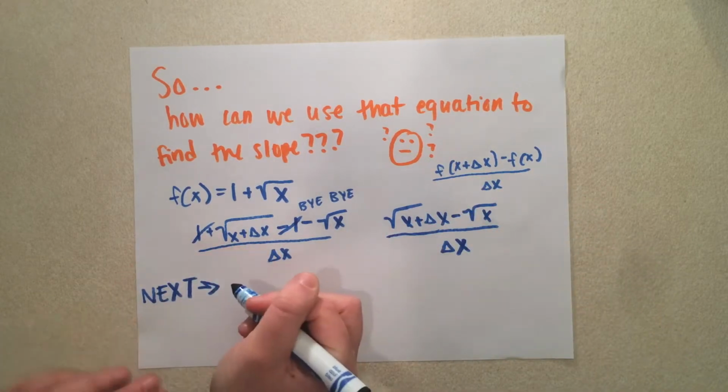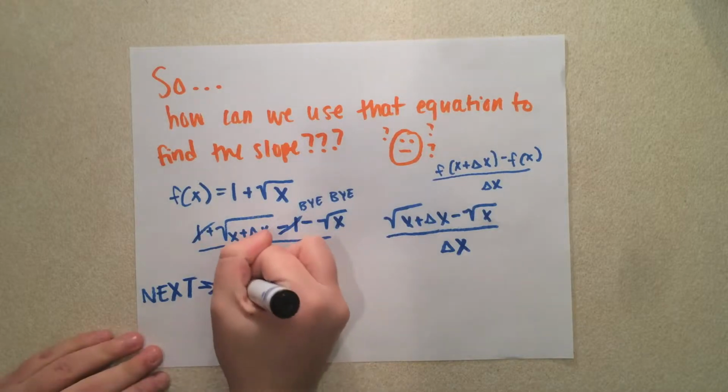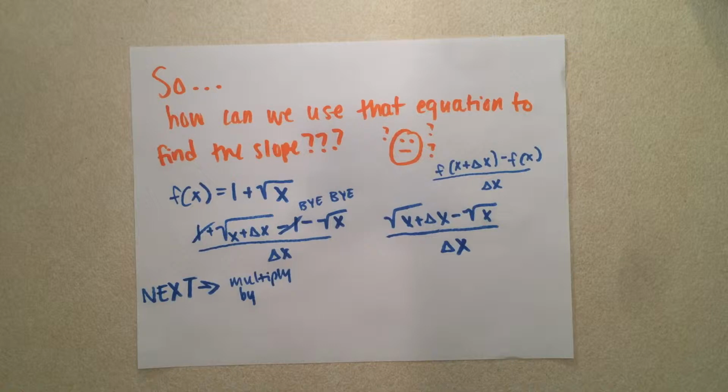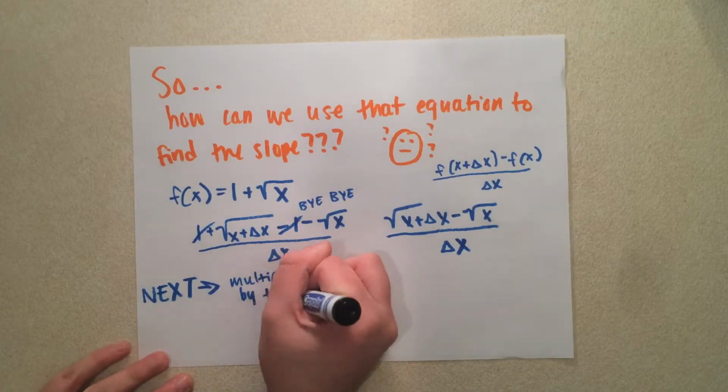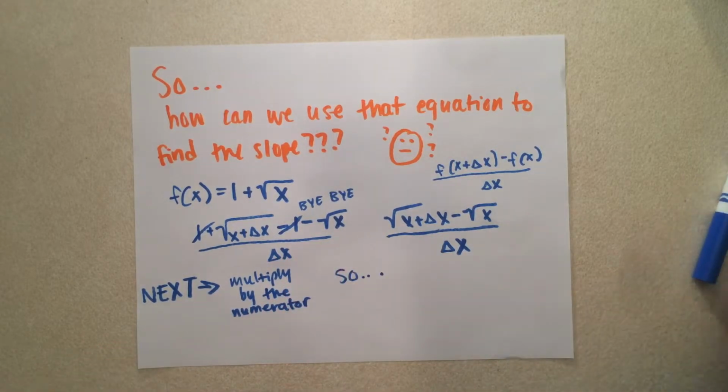As you can see here, the positive 1 and the negative 1 cancel out, so you can just get rid of those. Once you simplify, you're going to get square root of x plus change in x minus square root of x all over change in x. Once you get that, you're going to multiply both the denominator and the numerator by the numerator, and this is just to simplify to get your answer.